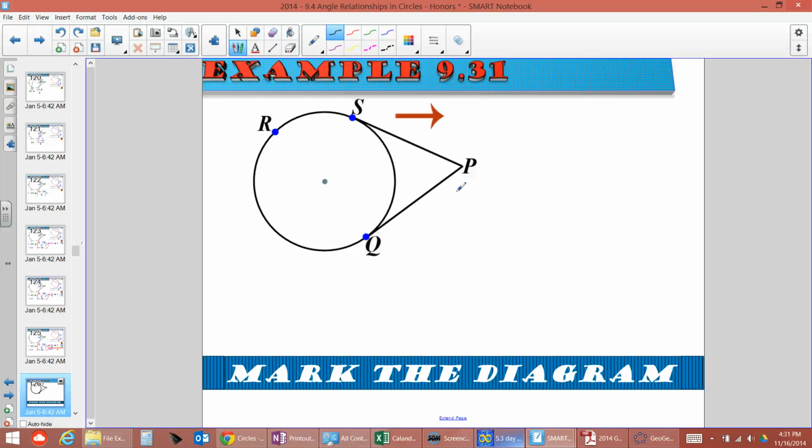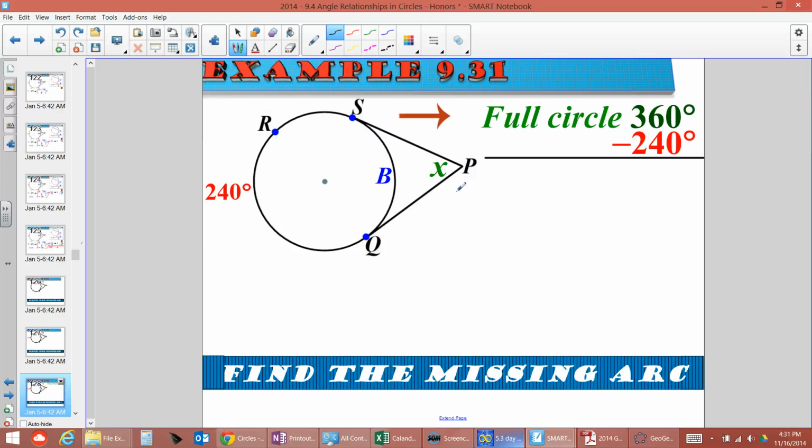Okay, so we mark the diagram with the information given in the problem. I don't know arc B. I notice this is 2 tangents.